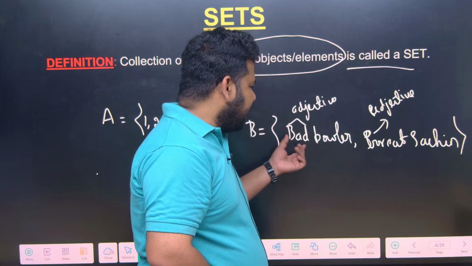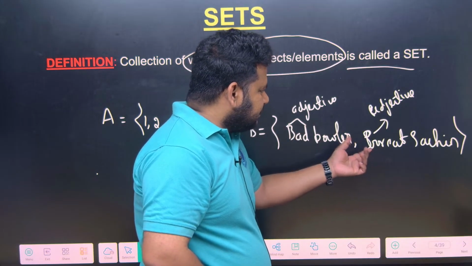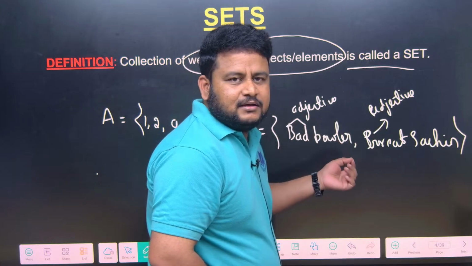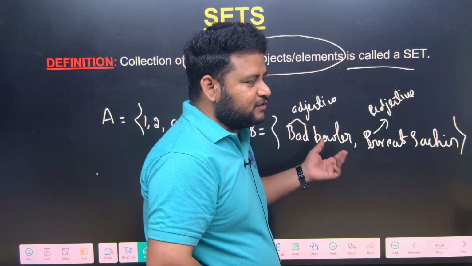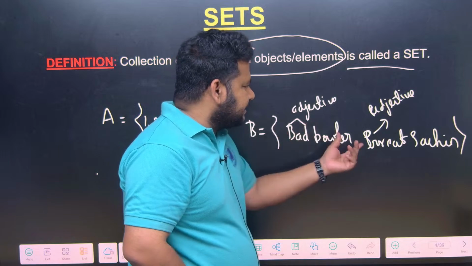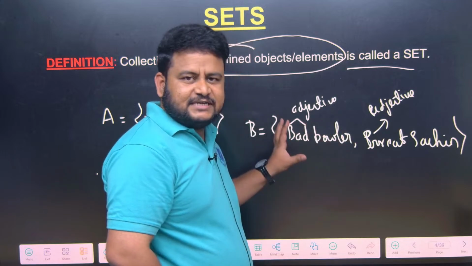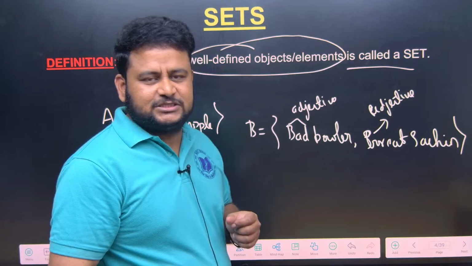See here, bad or great is defining the noun, or the characteristics of the noun. So, bad and great are called adjectives. These adjectives are very subjective. That means what?